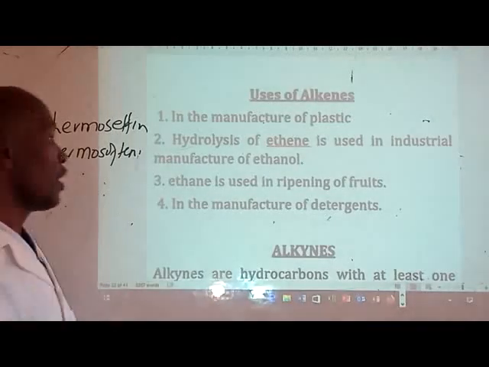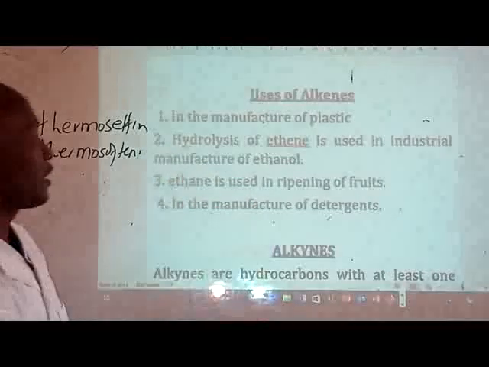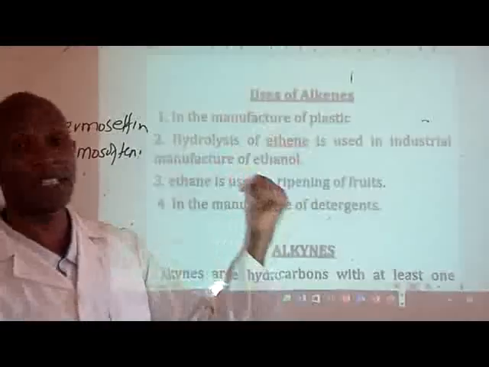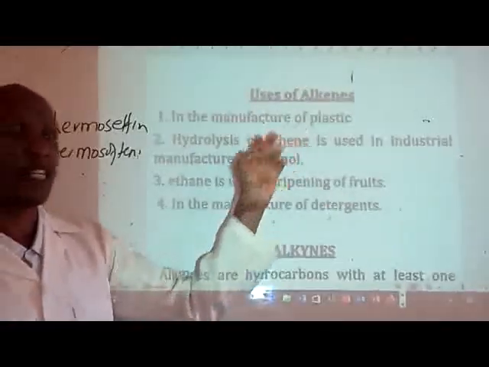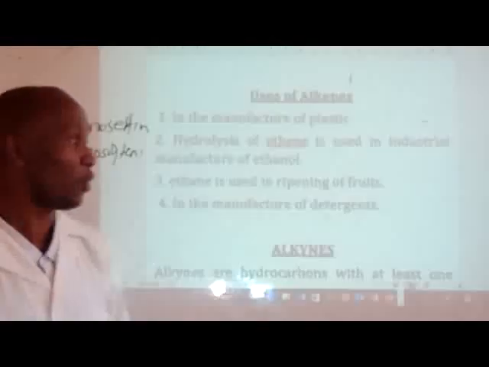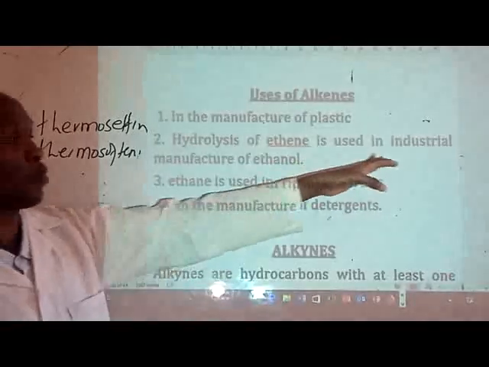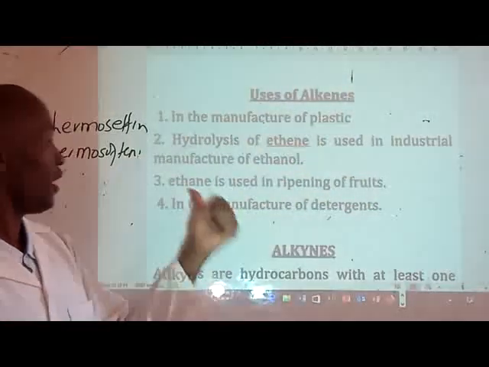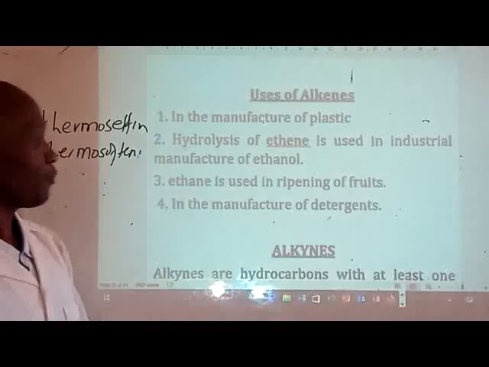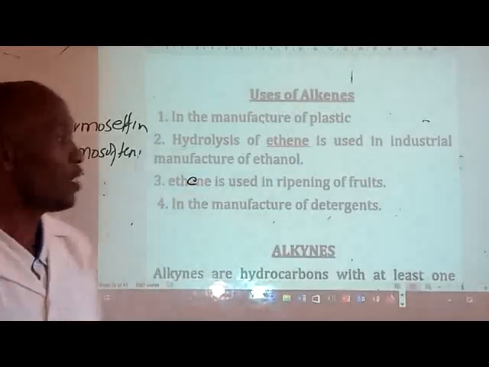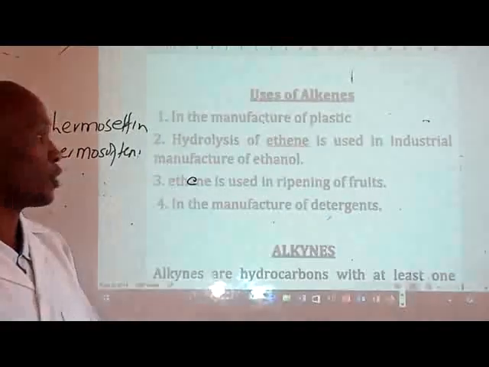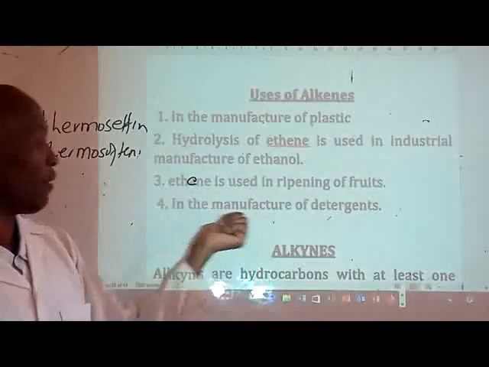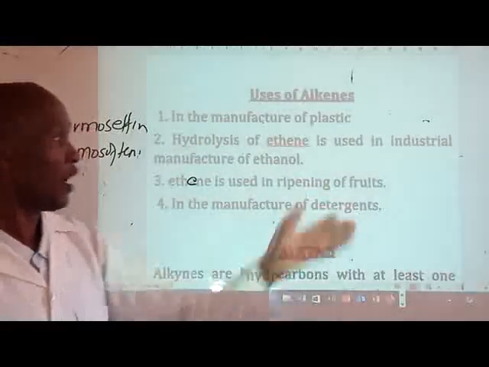Now, another use of alkenes is in the manufacture of alkanols. Specifically, ethene is used in the manufacture of ethanol, through the process that we call hydration. We've already discussed the hydration of the alkenes. Ethene is also used in ripening fruits, and in the manufacture of detergents.